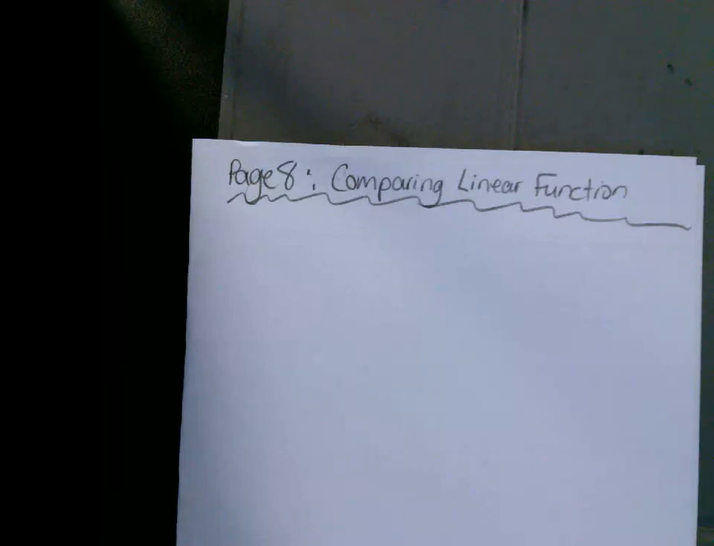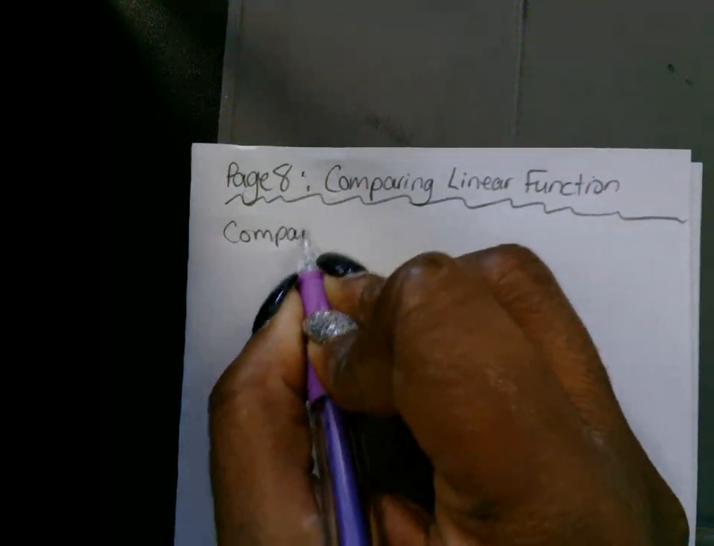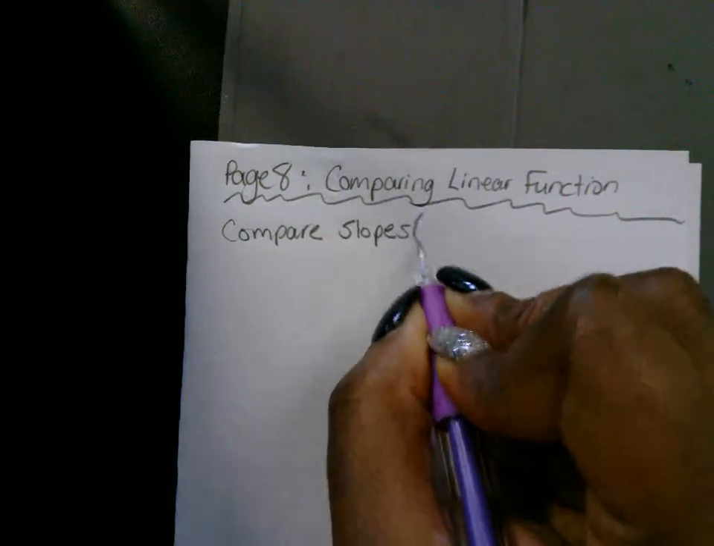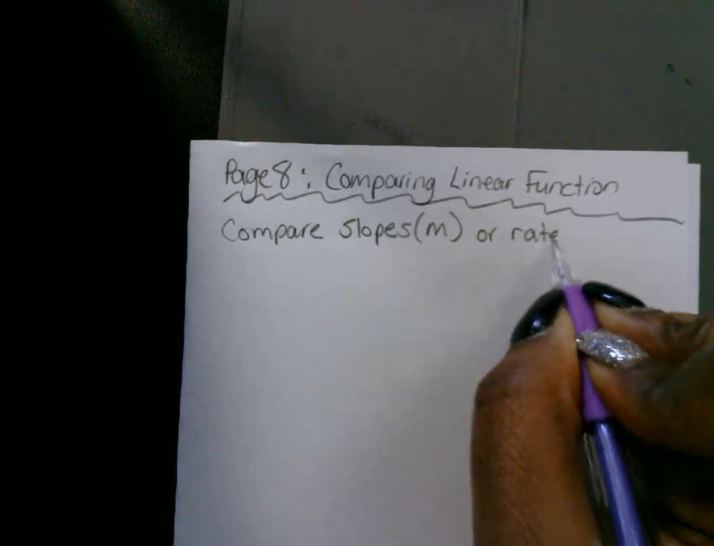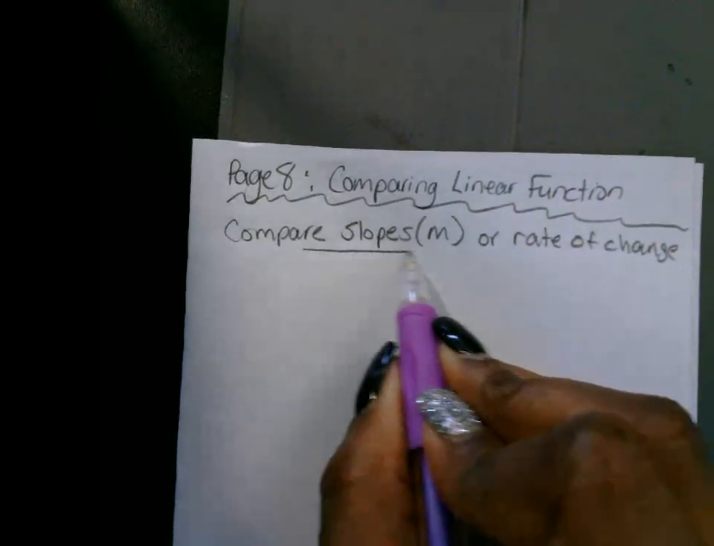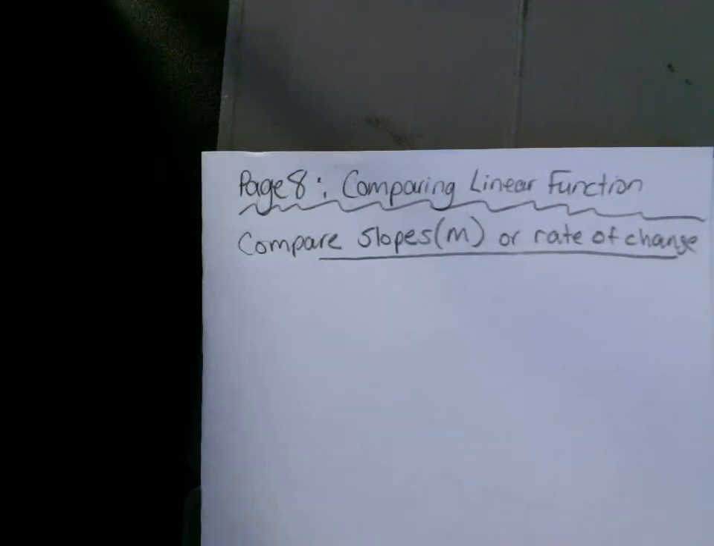All right, here we go. We are going to be comparing functions. The first thing that we're going to learn how to do is compare slopes. So let's put compare slopes first, okay? The letter for slope is m. Another word is rate or rate of change. So we're going to compare slopes or rates of change.